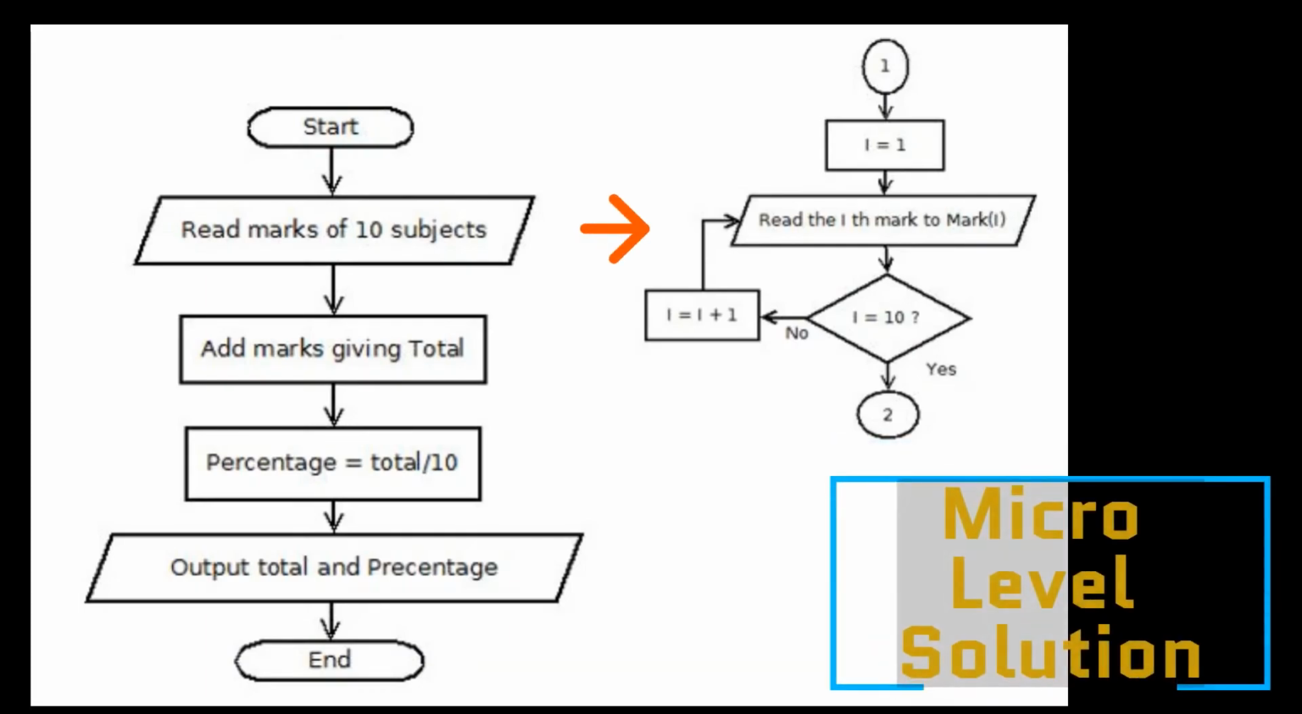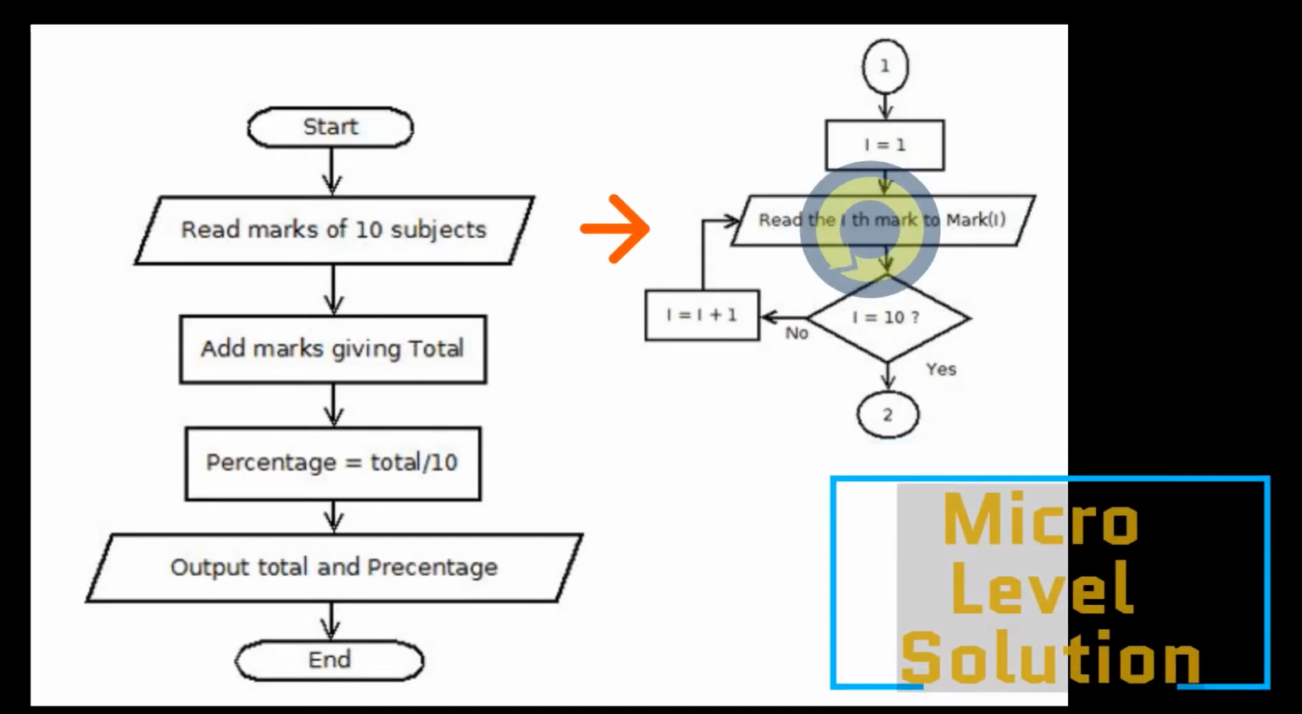And now let's look at the micro level solution of the same question. Let's discuss the read marks of 10 subjects micro level solution. First, you can input the marks as I, and you can set that equal to 1. Then you can read the ith mark to mark 1.